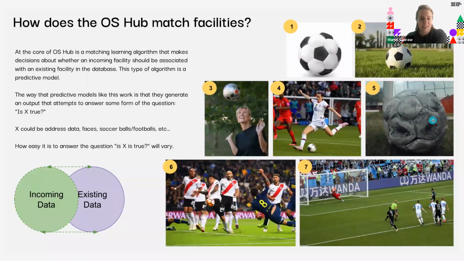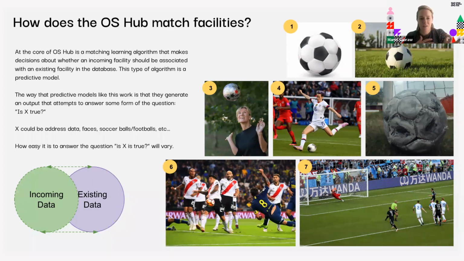So how does OS Hub match facilities? To answer that question, I just want to touch on a little bit about the machine learning that we have in the system and how we're doing that. At the core of OS Hub is a machine learning algorithm that makes decisions about whether an incoming facility, let's call it facility A, matches facility B, an existing profile on the platform.